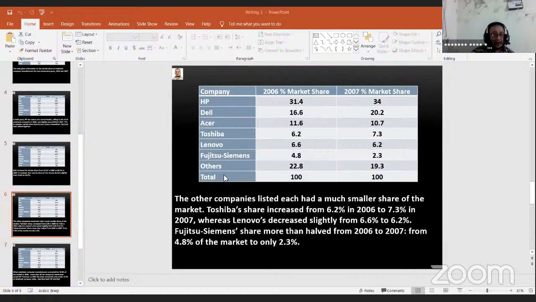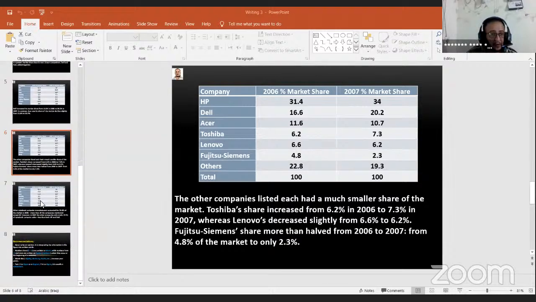What happens here, we need to take those which increased to talk about them alone, and contrast them with those which decreased. We have an increase in one company, that is Toshiba, and a decrease in the two other companies, Lenovo and Fujitsu Siemens. So we will talk about Toshiba's market share, and contrast it with Lenovo's and Fujitsu Siemens'.